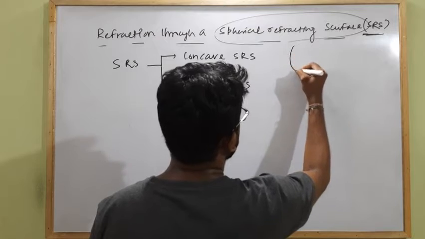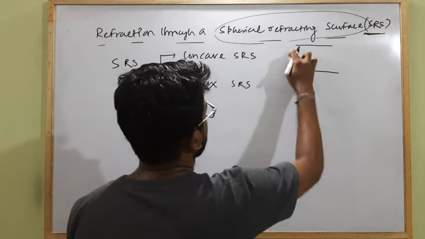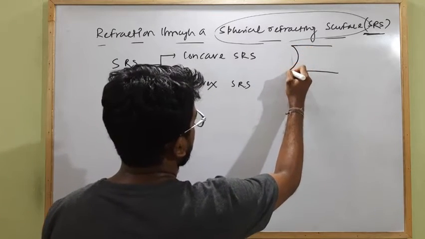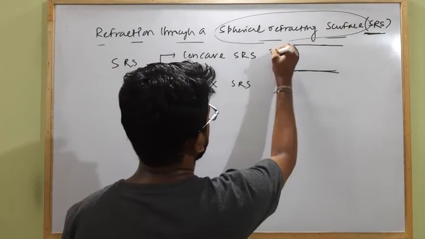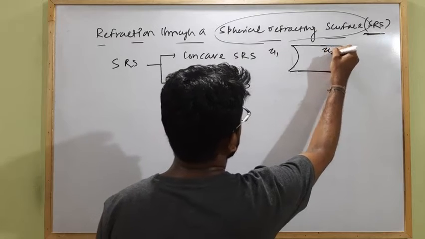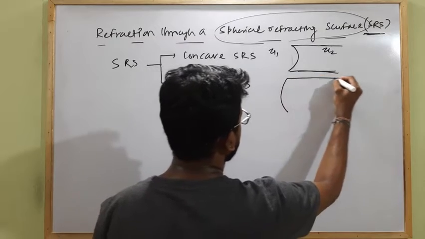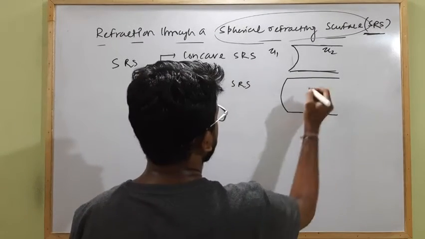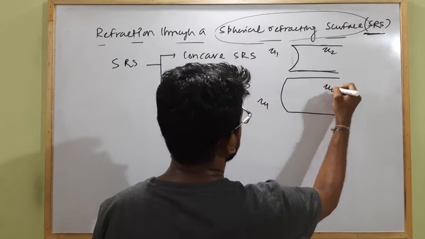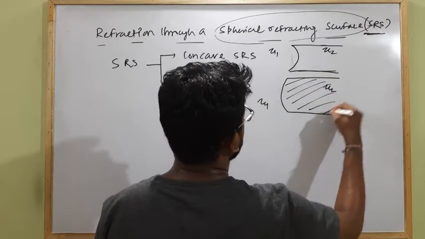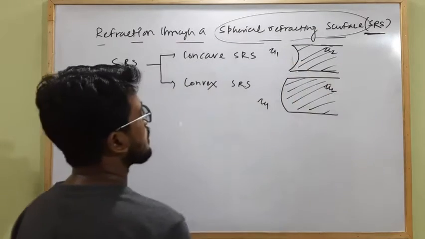So what is concave? If the refracting surface is like this, it will be a concave spherical refracting surface. Clear? The surrounding medium let be mu1 and the medium of the refracting surface will be mu2. What is convex? It will be like this. If the outer portion is bulged out, it will be a convex spherical refracting surface. This is mu1, this is mu2. This complete surface will be of glass. Clear? So this is the concave spherical refracting surface, this is the convex spherical refracting surface.